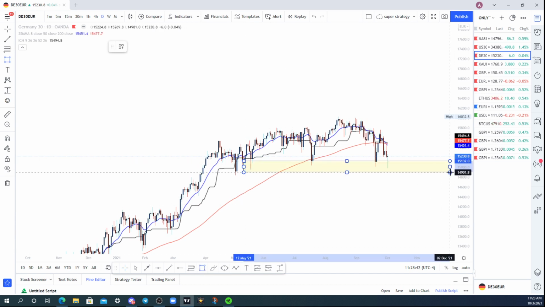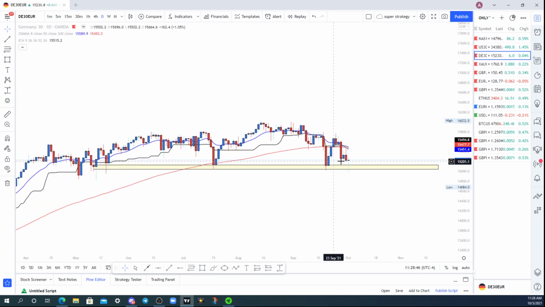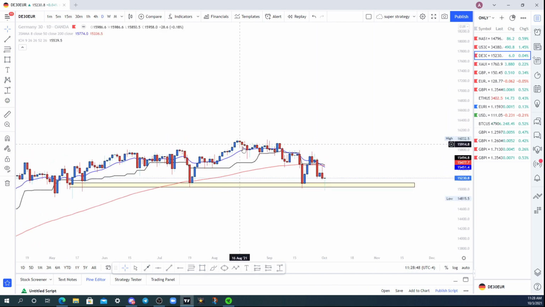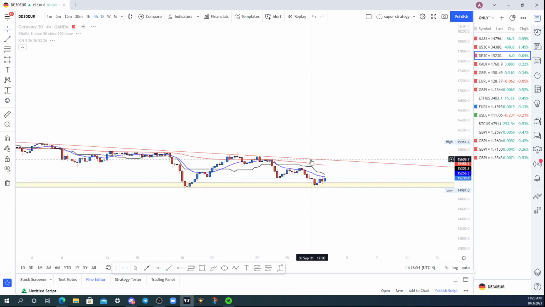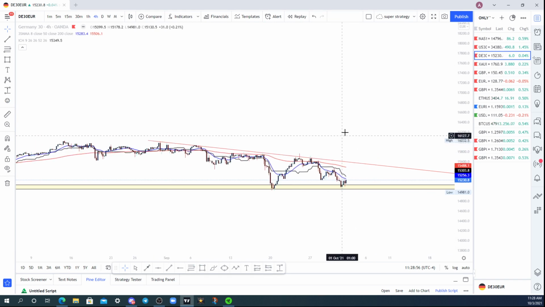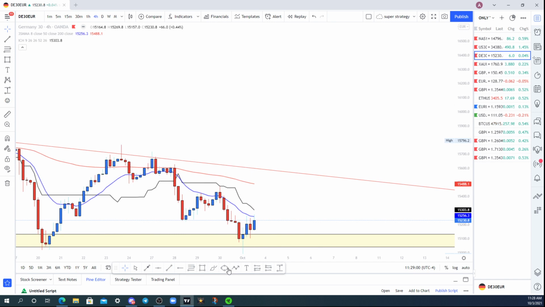Right over here, we have a beautiful support level that we keep respecting. But we also have a downtrend right over here, correct? Something to keep in mind is that if we do start to touch this trend line, you guys want to start continuing to get out. But German 30 is always setting up super nice for me.